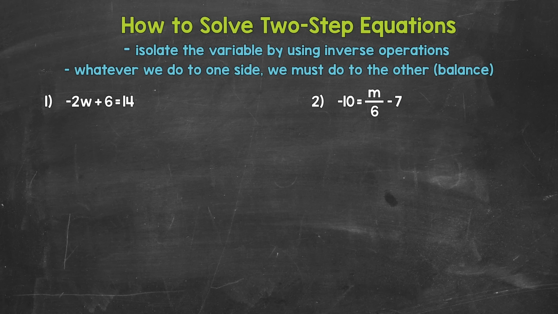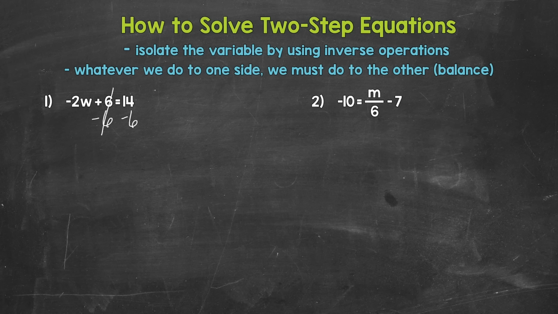What's the inverse operation of addition? Subtraction. So we need to subtract 6 from the left side of the equation. Whatever we do to one side of the equation, we must do to the other. So subtract 6 from the right side as well. Now on the left side of the equation, we are adding 6 and subtracting 6.